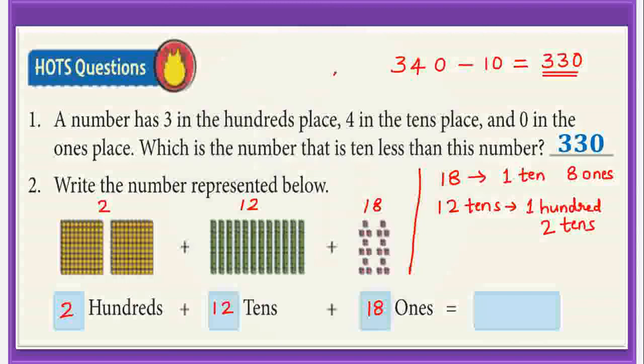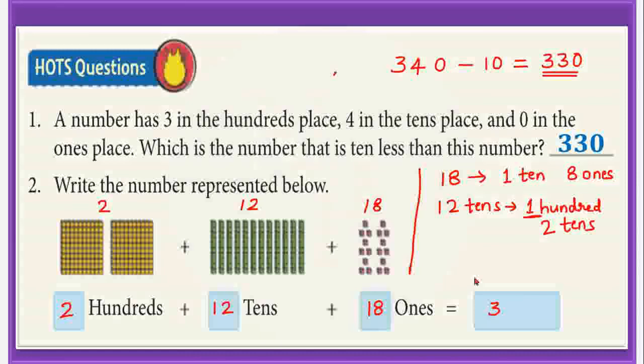So this 1 hundred has to be written in the hundreds place. Here we had 2 hundreds, and on regrouping the 12 tens as 1 hundred and 2 tens, 1 hundred should be added to the hundreds. It becomes 300s. So it becomes 3 hundreds. So I will write 3 in the hundreds place here.